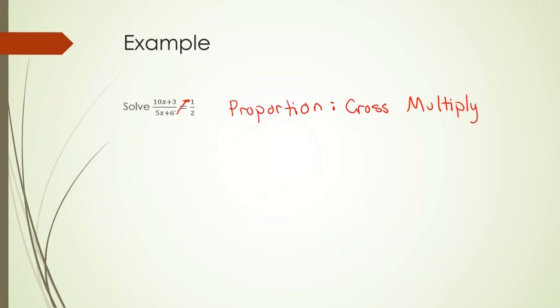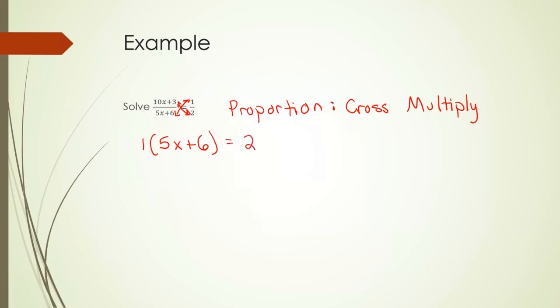So your first diagonal, it doesn't matter which one you do first. I usually do the bottom and the top. So that's 5x plus 6 times 1. Even though multiplying by 1 doesn't do anything, I'm going to actually write that out. And then we have 10x plus 3 times 2.